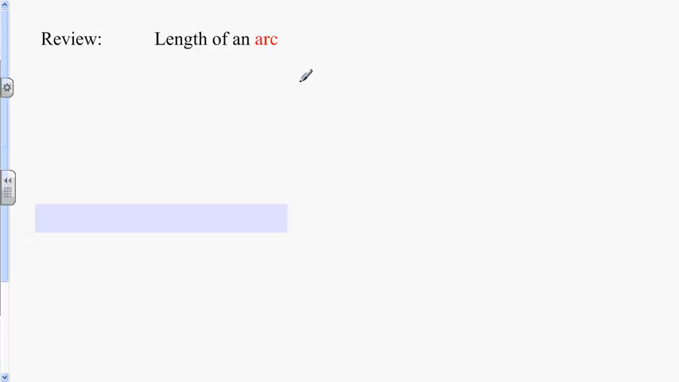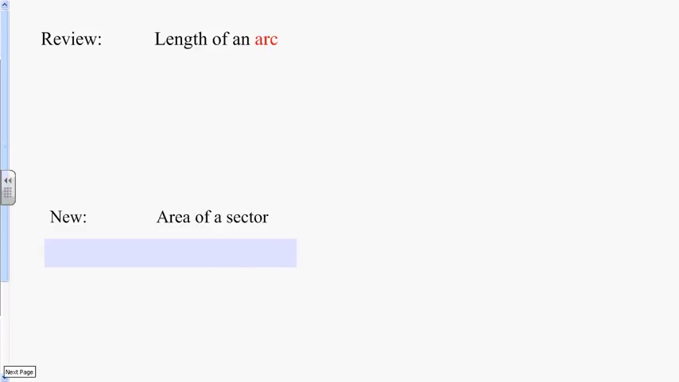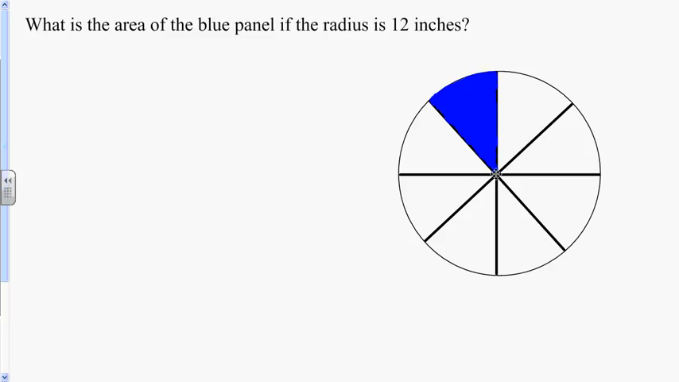We've already talked about the length of an arc, all right, and then we've also mentioned the area of a sector on the first screen. So let's take a look and see how we can apply it. Here we have a circle cut up into pieces. There's a couple ways you can do this question. I'm going to apply it to the area of a sector formula.